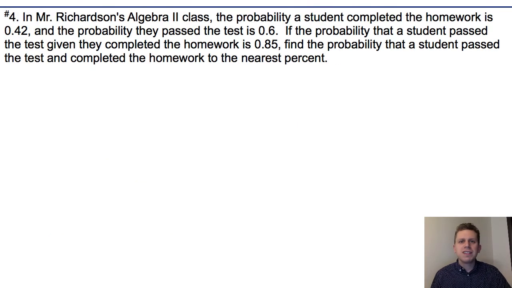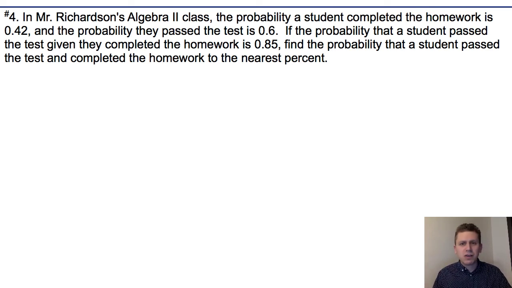Problem number 4 reads as follows. In Mr. Richardson's Algebra 2 class, the probability a student completed the homework is 0.42, or 42%, and the probability they passed the test is 0.6, which is also 60%. If the probability the student passed the test given they completed the homework is 0.85, find the probability that a student passed the test and completed the homework to the nearest percent.